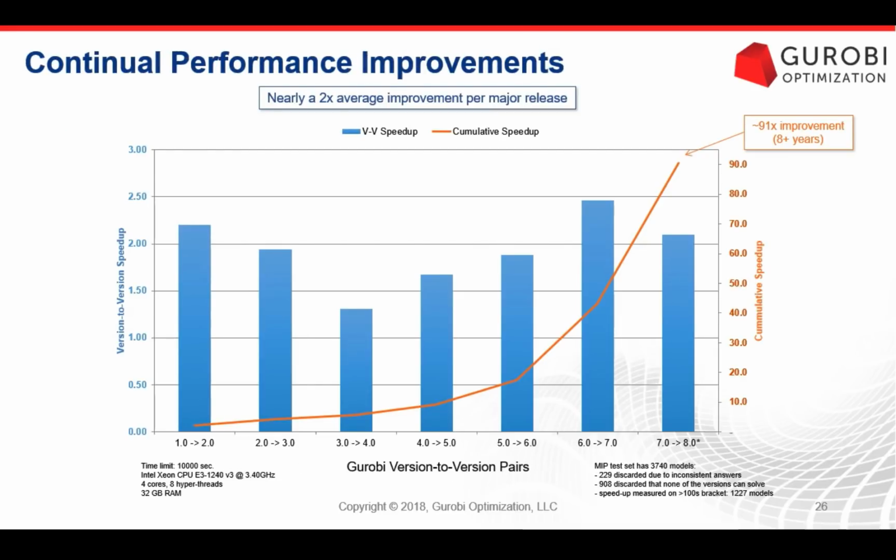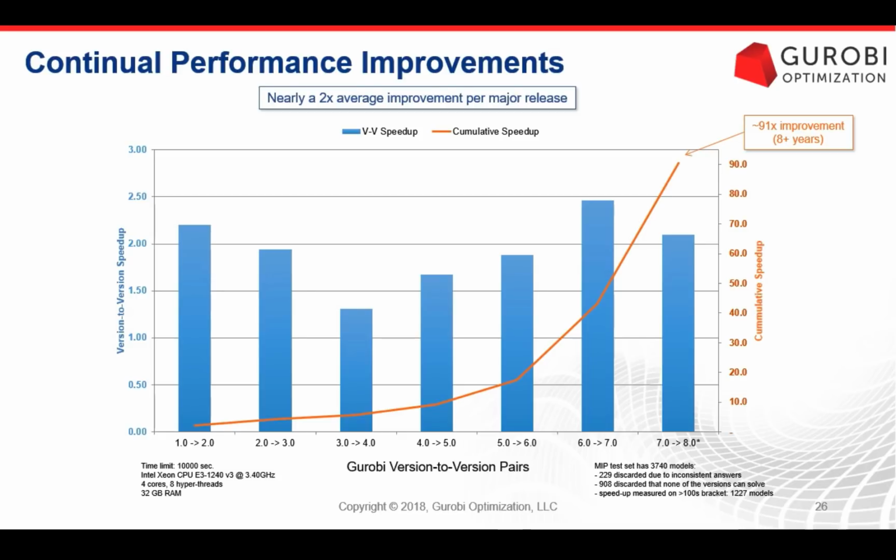So to set these performance results in more of a historical context, this slide looks at historical improvements in performance for mixed integer programming problems that take more than 100 seconds to solve. And it looks at the improvement from version 1.0 to 2.0 of Gurobi, 2.0 to 3.0, etc. As you can see, version 1.0 to 2.0, roughly a 2.2x performance improvement. For version 6.0 to 7.0, almost a 2.5x, and for 7.0 to 8.0, roughly a 2.1x performance improvement. So we're averaging nearly a factor 2 performance improvement with each major release of Gurobi.